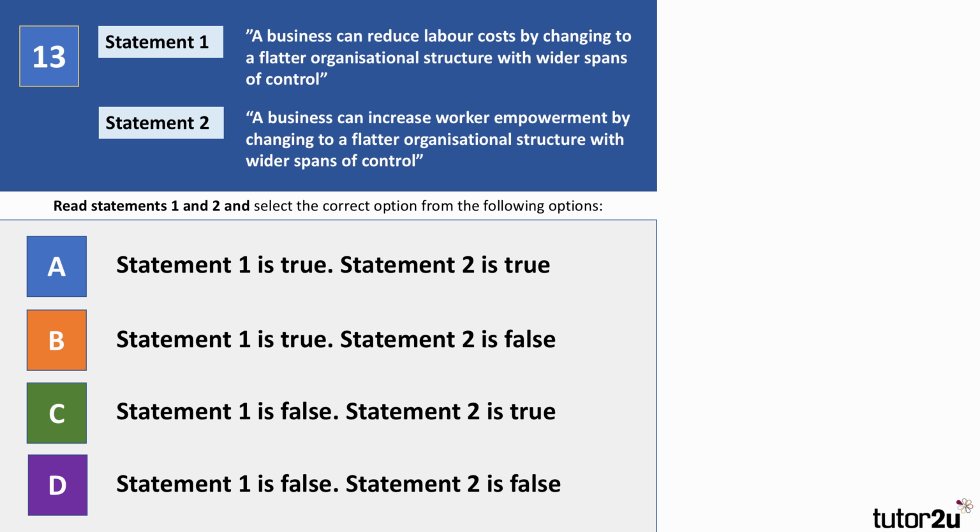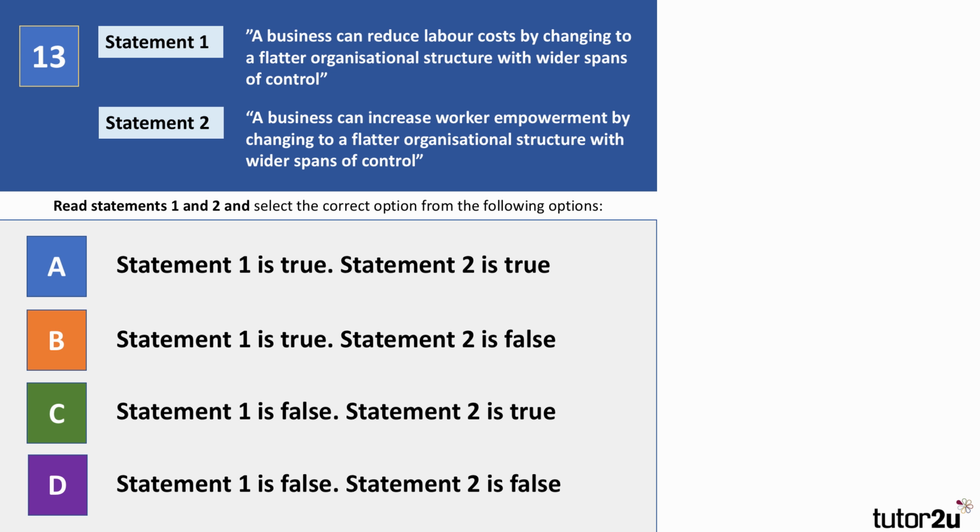Okay, statement 1. Well, that's true. Absolutely. A flatter organisational structure with wider spans of control means fewer layers of the hierarchy and fewer managers required. And that absolutely is why so many businesses these days are trying to operate with a flatter organisational structure. One big benefit of that is to reduce labour costs by having fewer expensive middle and senior managers. So statement 1 is true.